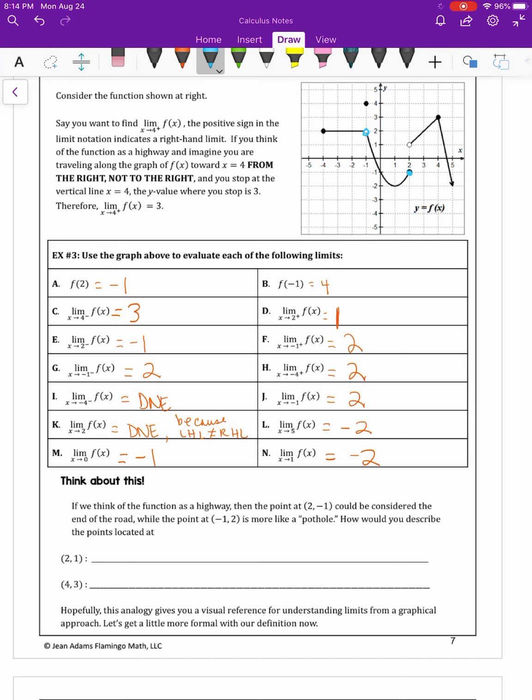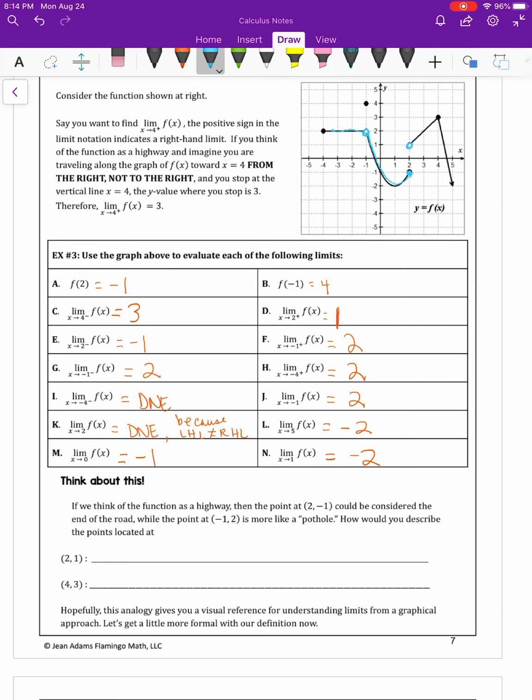That one is more like a pothole because the function continues on. It's like you're on the highway, you dip into a pothole, but you continue on. Whereas once you get to this point, the road ends. You can't continue on. Now they're asking, how would you describe the point located at 2, 1?